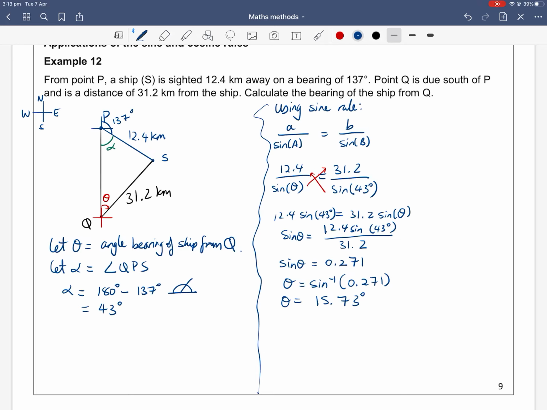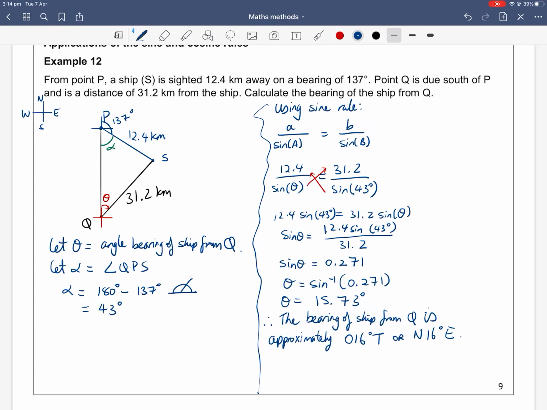So let's finish the question with a sentence conclusion. What is the bearing of the ship from Q? So therefore, the bearing of the ship from Q is approximately, make sure you round appropriately, let's do true bearing, 016 degrees true. When you're doing true bearing, it has to be 3 digits long, and because 16 degrees is only 2 digits, you throw a 0 in front. Or if you prefer, north 16 degrees east.